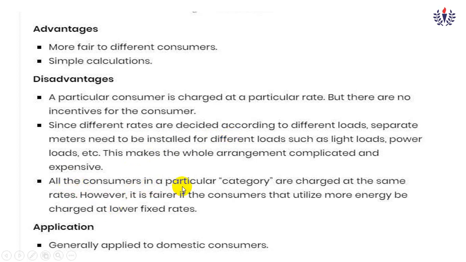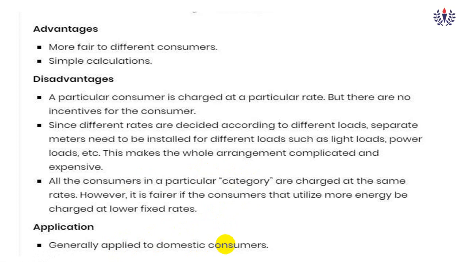And all the consumers in a particular category are charged at the same rate. However, it is not fair if a consumer that utilizes more energy is charged a low fixed rate. So they will consume more energy at a low fixed rate. So the categorization is not proper. This is a little bit difficult, but generally it is applicable for all domestic consumers. Domestic means in our house also it is consumed. That's why I showed it in the previous case. So that is the fixed charge and the variable charge.